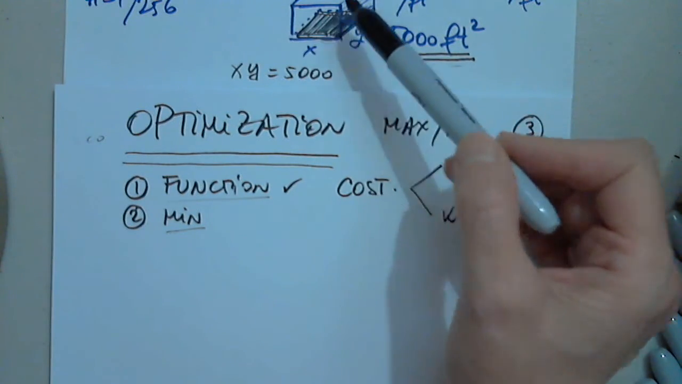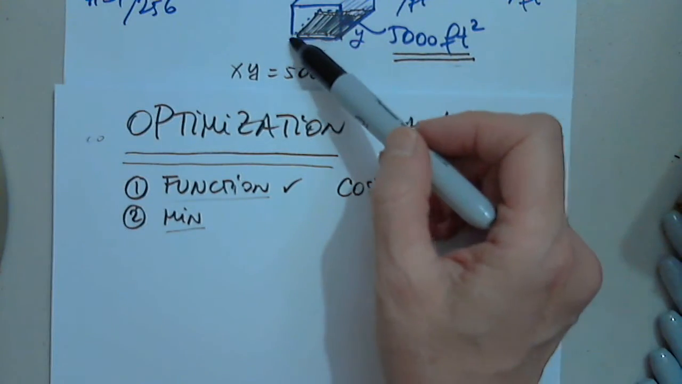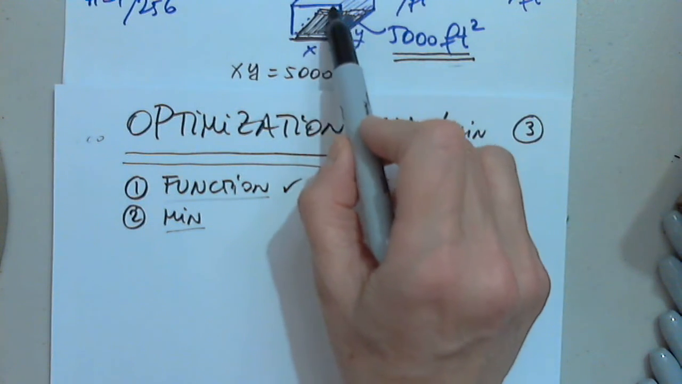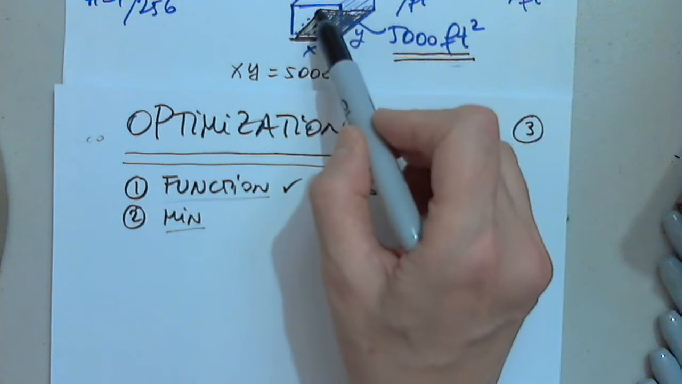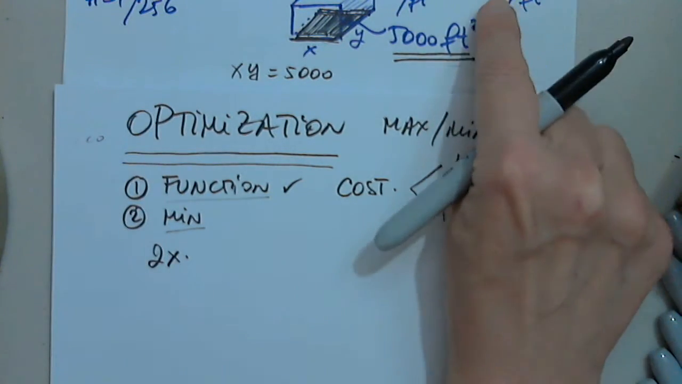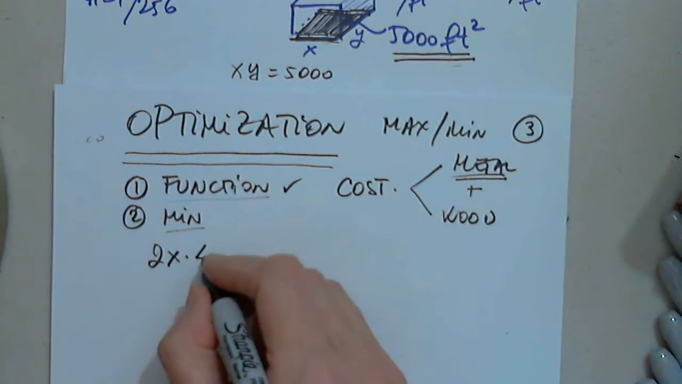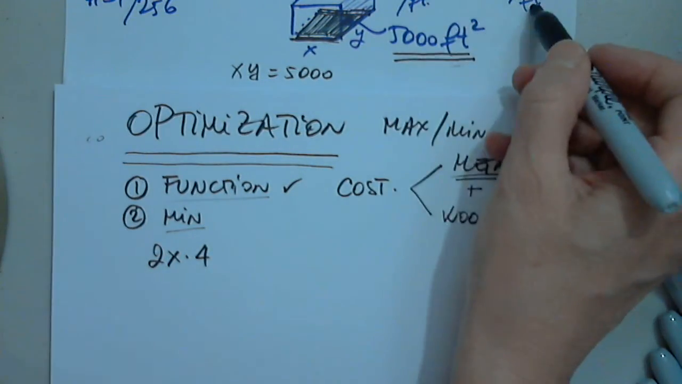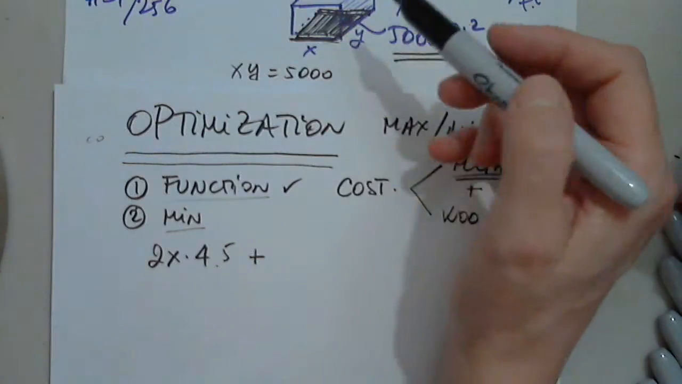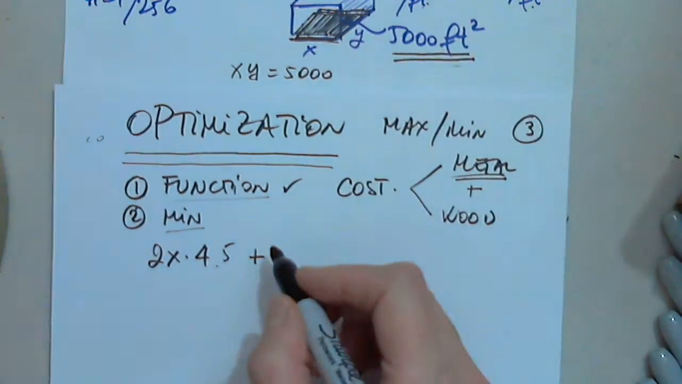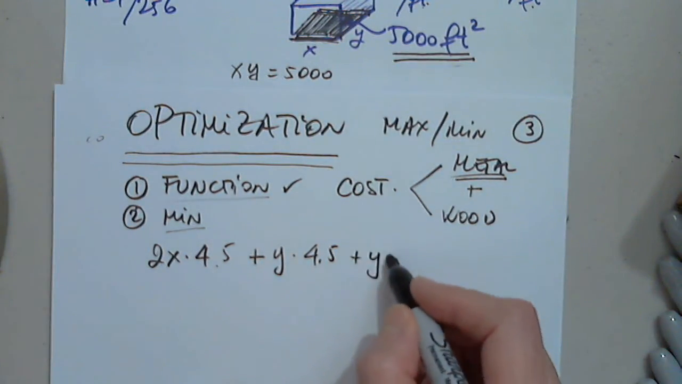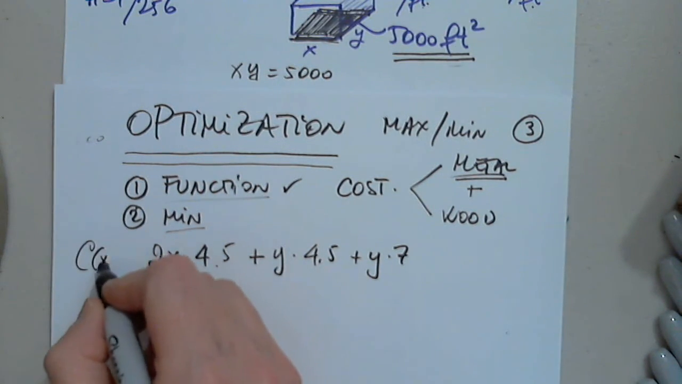The area is base times height. Since this is just a wire, I will have the length x twice, of course, because it's rectangular. So x plus x, 2x, multiplied by the cost per foot. That's all we have, because it's not per square foot, so it's just the length. So 4.5. And plus, again, here I have y times 4.5. And here we have y times 7 plus y times 7. And this is the cost function.